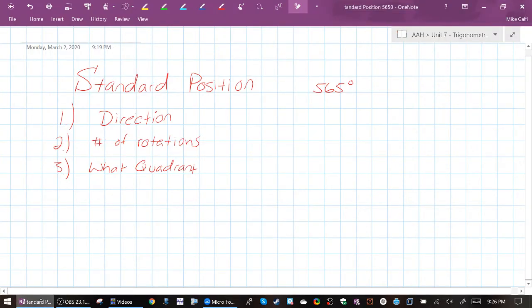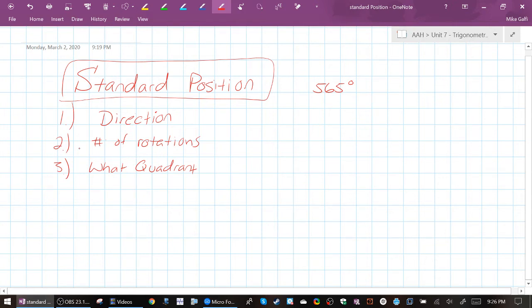All right, so in order to do something in standard position, I'm going to need three things from you guys, okay? So first thing is the direction. Which way are we traveling? Number two is the number of rotations, so how far we go. And the third thing is what quadrant do we finish in? So where does this angle finish? Okay, so these are the three things we have to make sure we have written down when we do standard position.